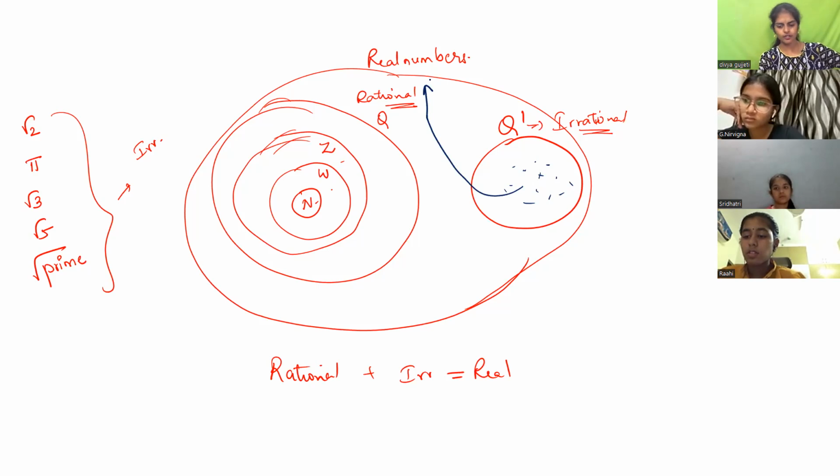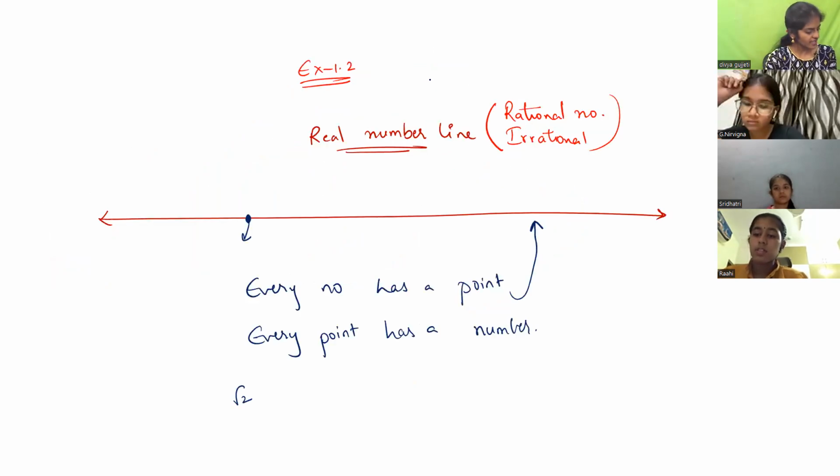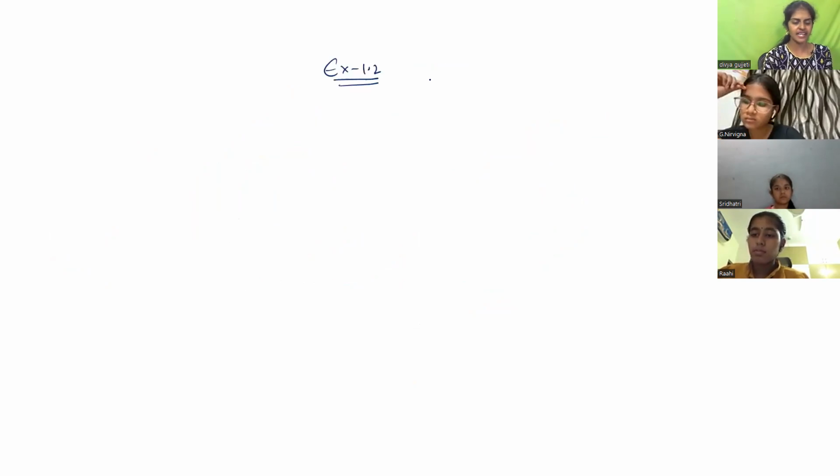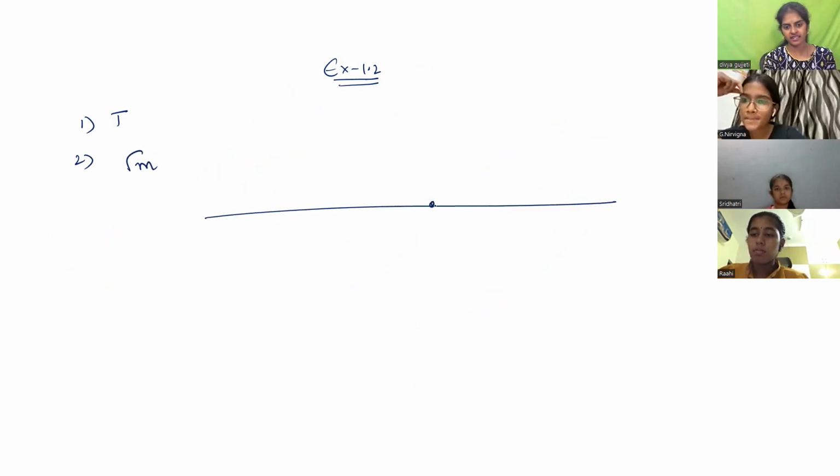Yes? So it is a true statement. See the next one. Every point on the number line is of the form root m, where m is a natural number. Every number on the number line is of the form root m, where m is a natural number. First one was true. Second one, they are saying every number on the number line is of the form root m. For example, if I take a number 4, I can write 4 as root 2.